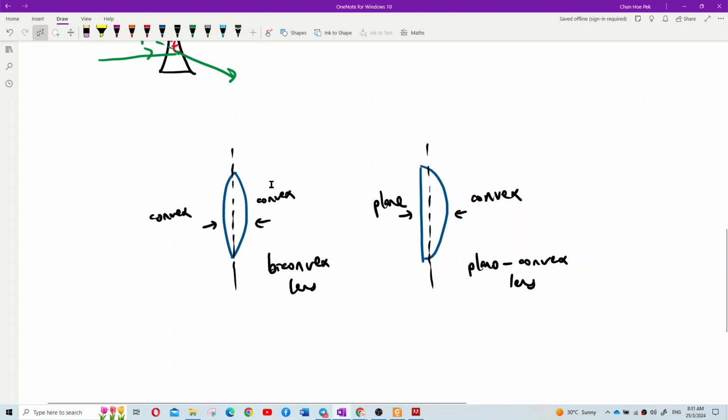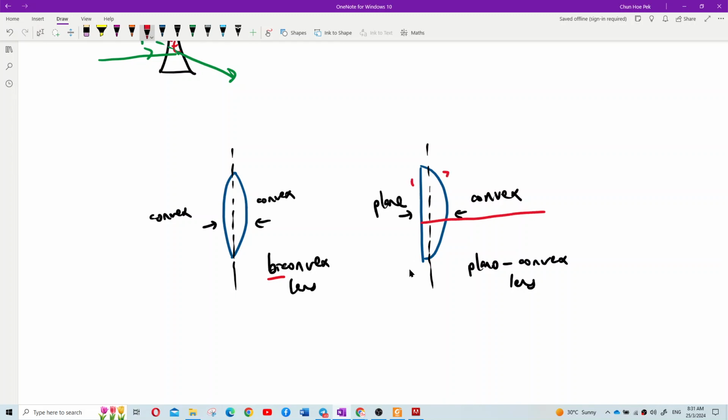This one both also convex, so it's called biconvex. Bi means double. This one plano convex means one surface is plane, another surface is convex. Okay, for your information class, for this plane, the radius is considered infinity.